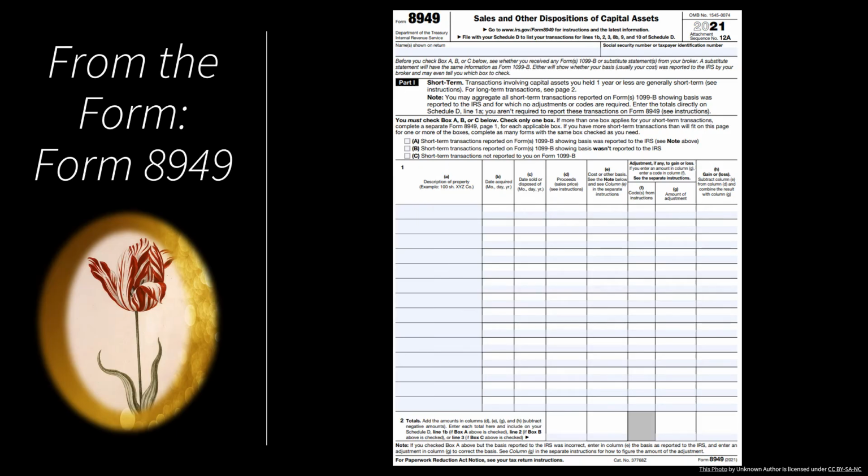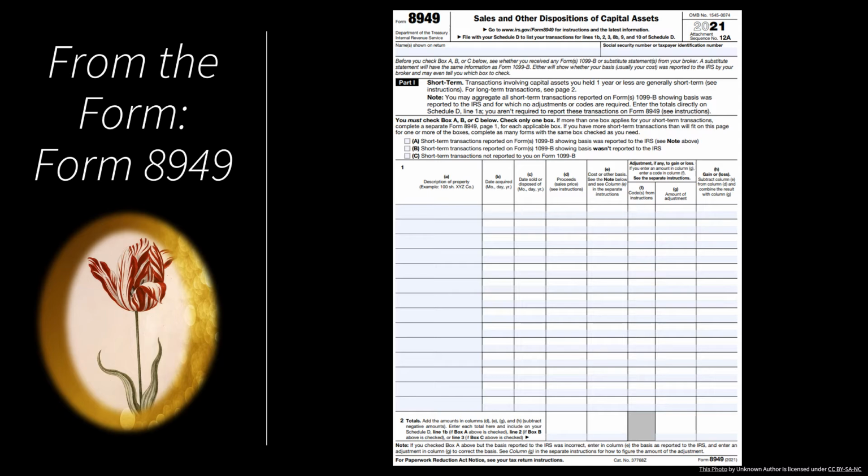So I know I keep referring to Form 8949, and you're probably thinking, what the heck is that? So here is what the 8949 looks like. And you can see here, this is the front page of it, so it's Part 1 where short-term is reported. The back page of it is Part 2 for long-term transactions, and it looks really similar to this.